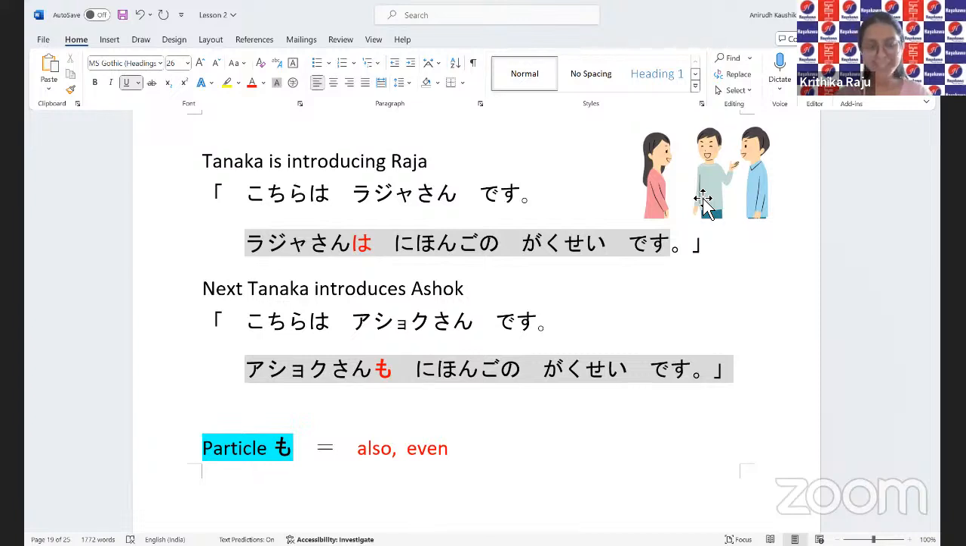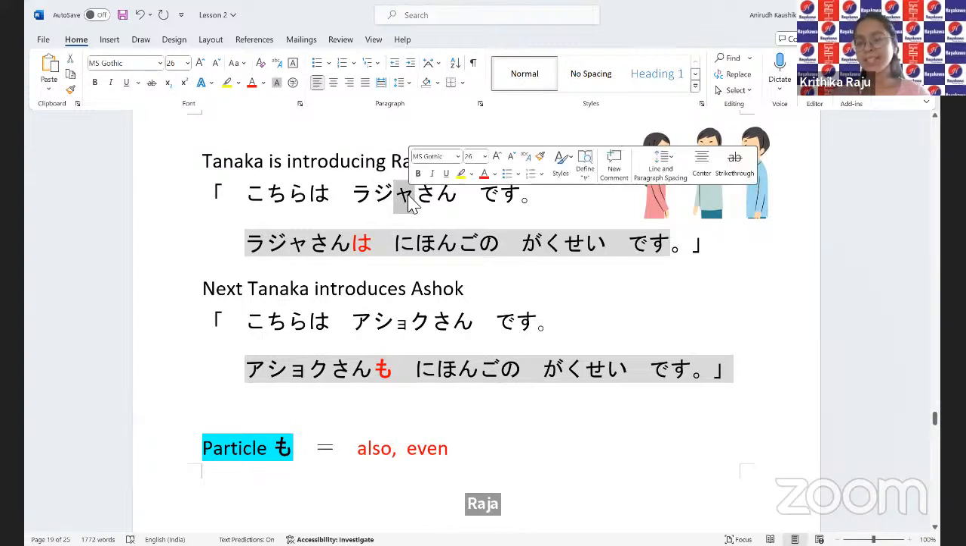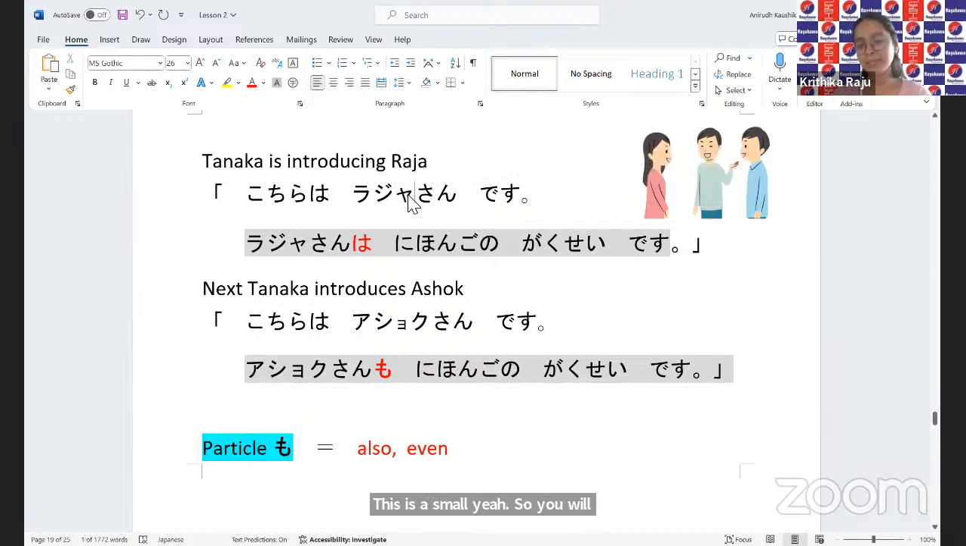Kochira wa. Hi. Raja-san. This person next, Rajiya-san. If we break it, Raja, then it's Rajiya. This is a small ya, so you will not say the ya, right? Ja, Raja. Okay. Yes. Raja. Kochira wa Raja-san desu. Okay, and then you proceed to talk a little bit about Raja-san. What is Raja-san? Who is he?